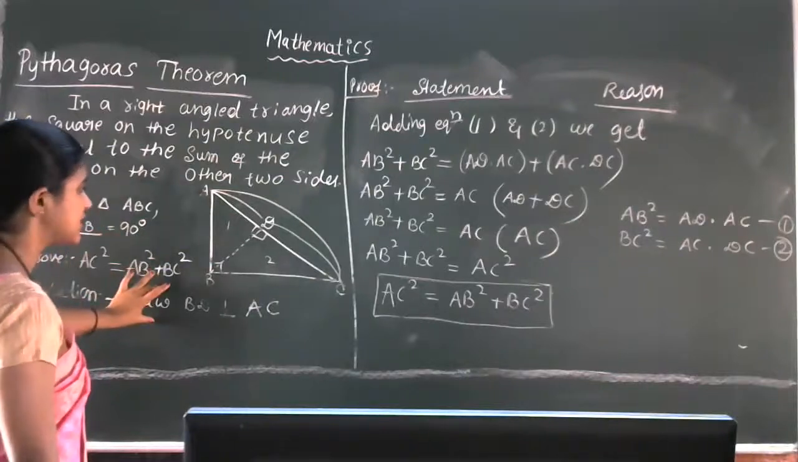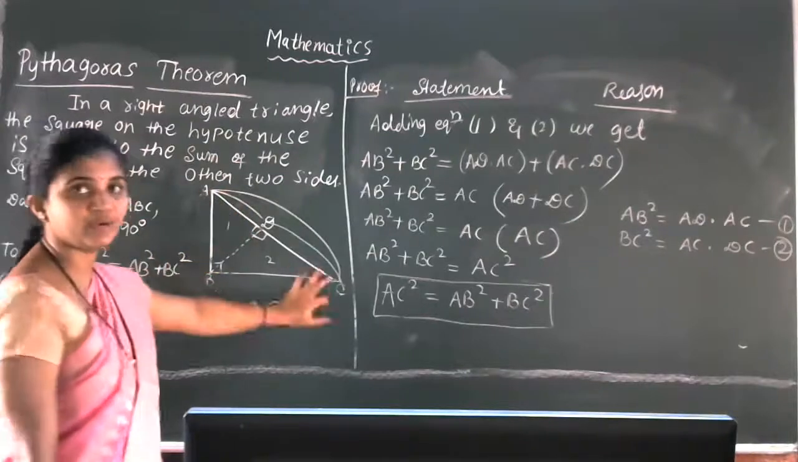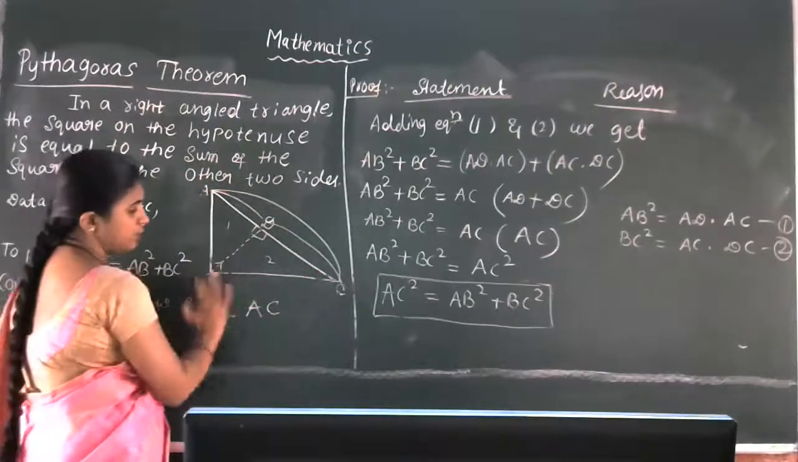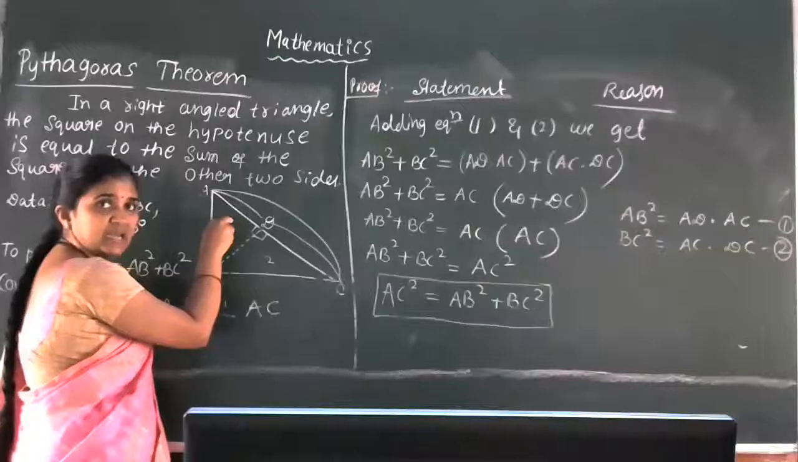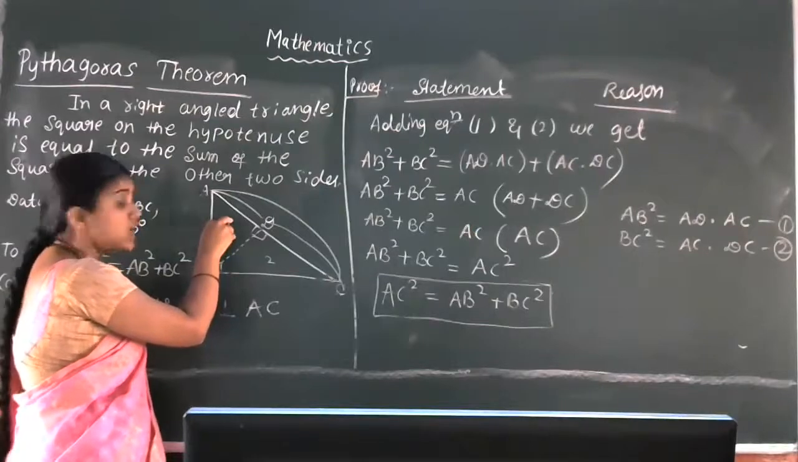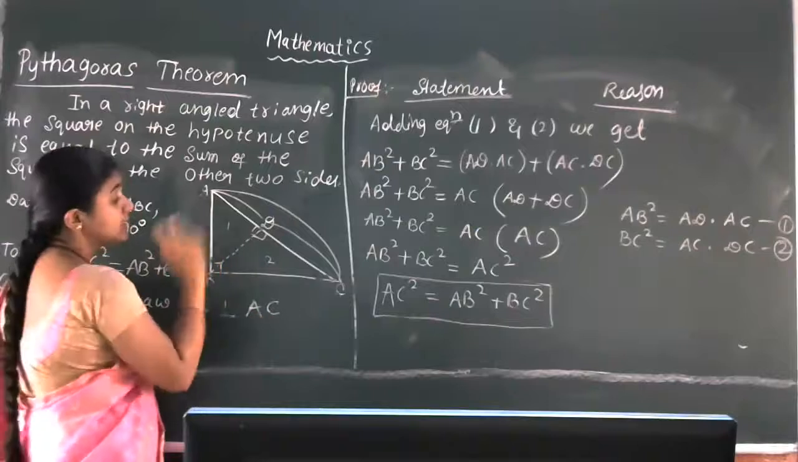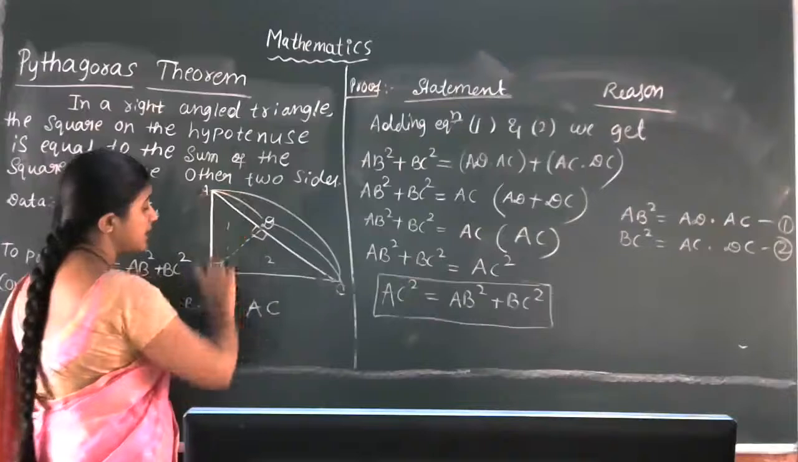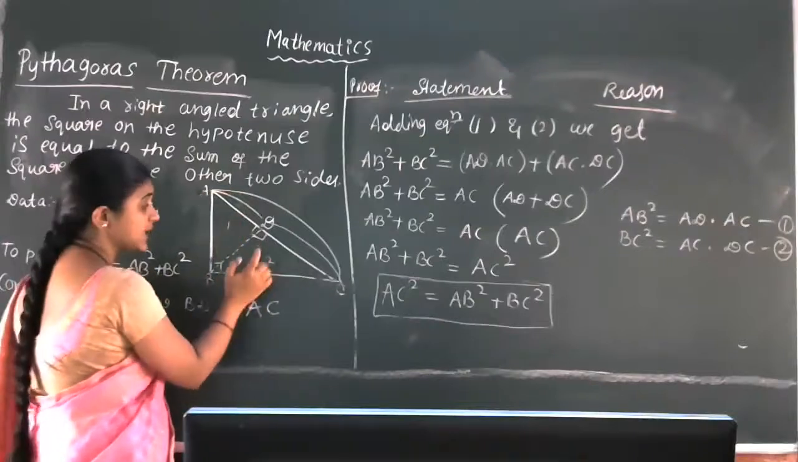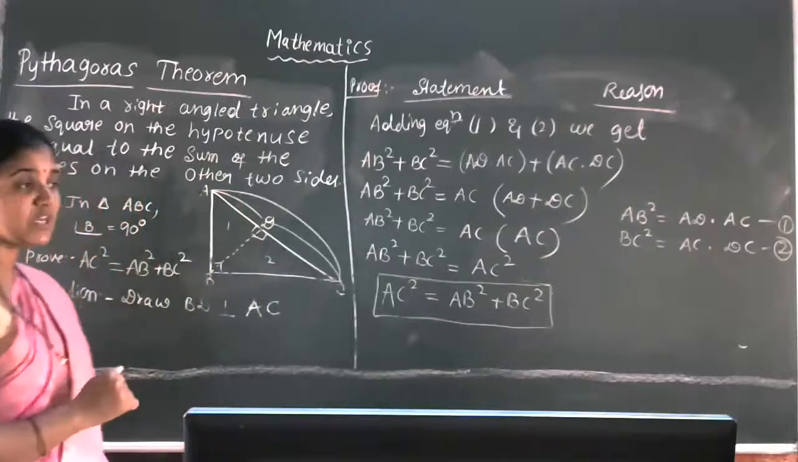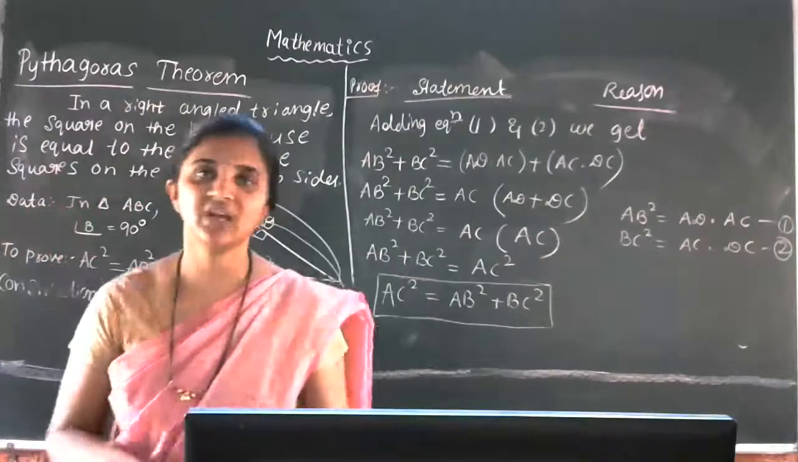Now take this 64 to this side. 289 minus 64 is equal to BC square. Therefore, BC square is equal to 289 minus 64. What is the answer? 225. So BC square is equal to 225. Therefore, BC is equal to square root of 225. What is the square root of 225? Yes, 15 centimeter.